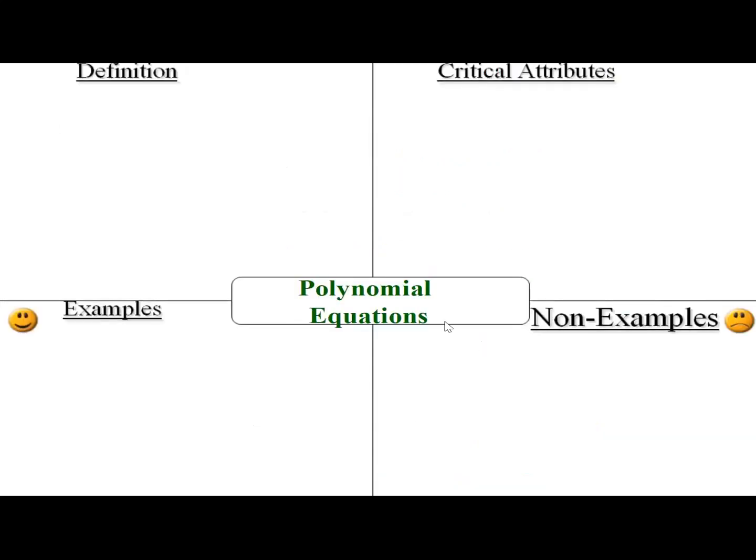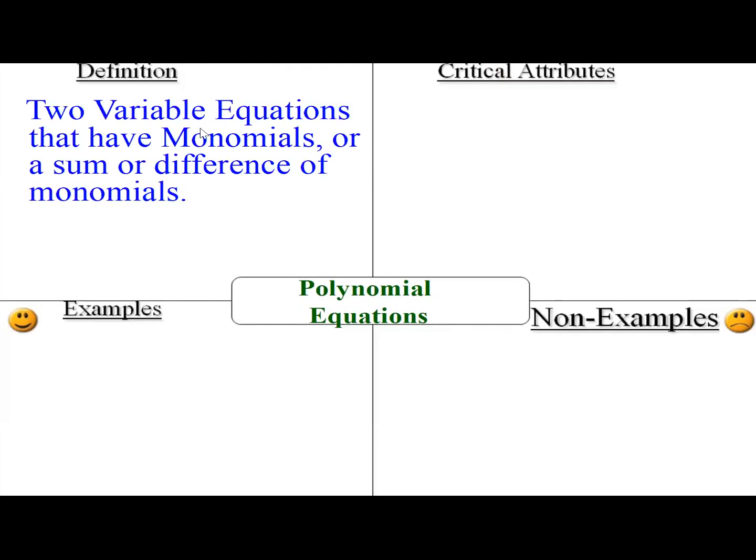Here we go. What are they? Polynomial equations, definition. They are two variable equations that have monomials or sum or difference of monomials. You're like, man, it's almost the same definition as polynomials. Of course, but now they are equations. Two variable equations. Example, y equals x squared minus 3x plus 2.